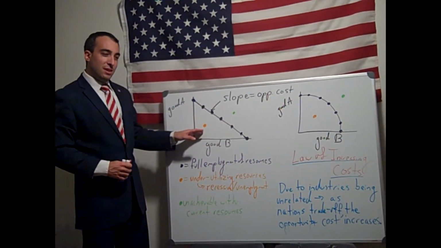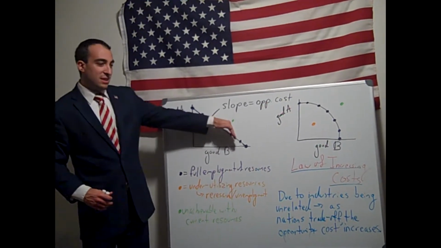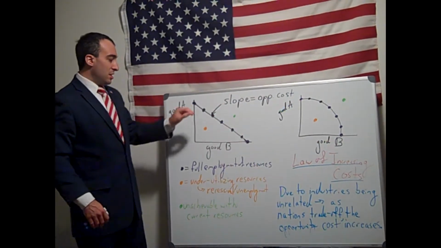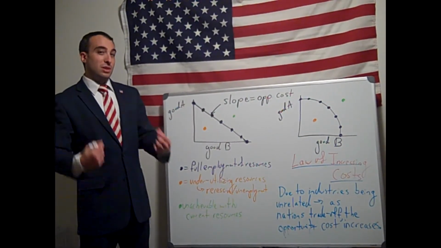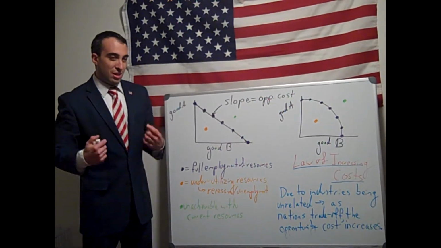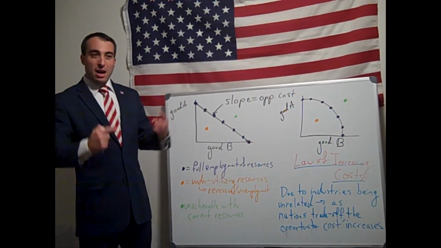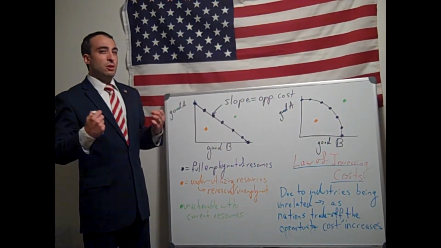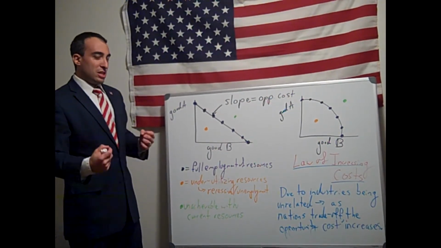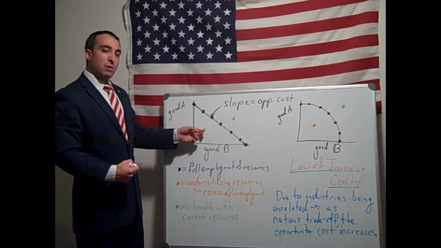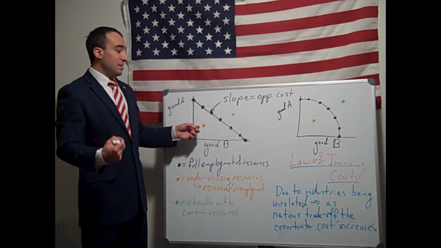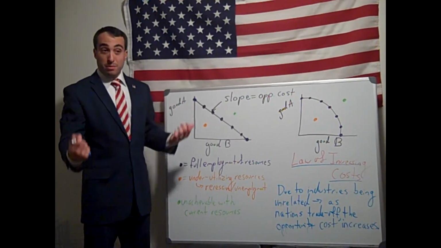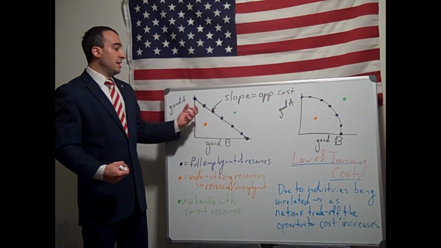If the purple dots on the PPC represent full use of resources, the orange dot represents an underutilization of those resources. So that means we have the resources, but we're not using them. Why would we not be using them? That probably means that something's wrong within the nation. This is probably a recession, and if the nation's operating here, the nation is suffering from unemployment. Here you would have a high unemployment, like 6-7%.